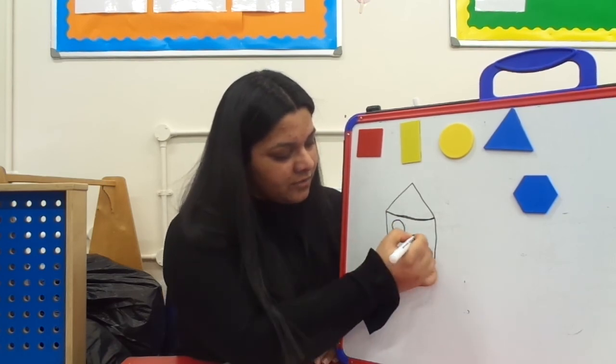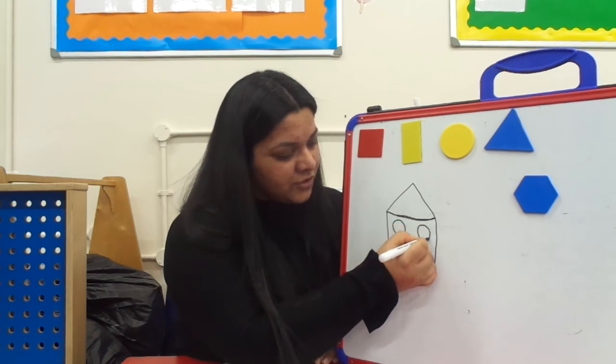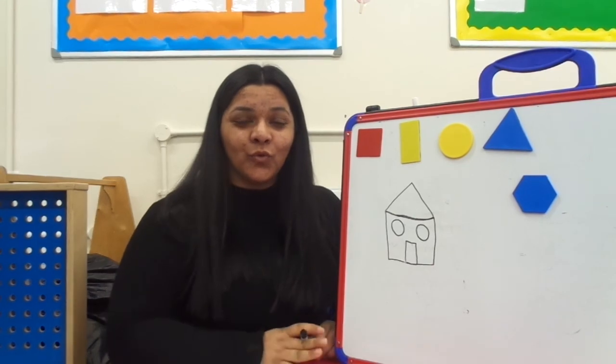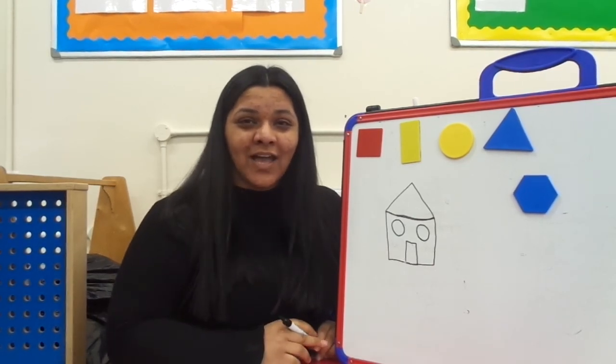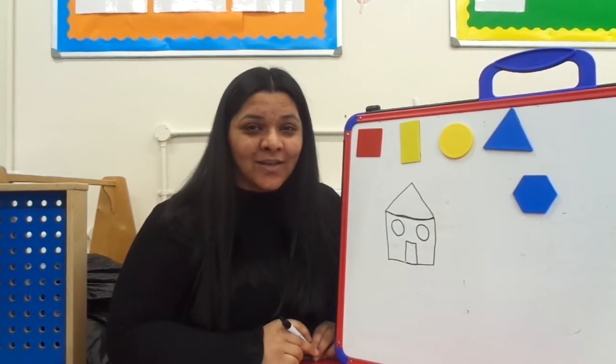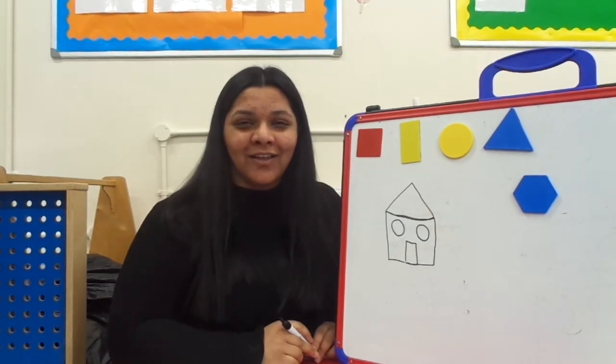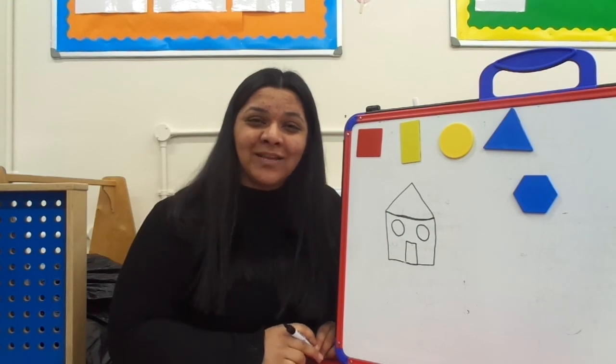1 circle, 2 circles. There's my house. You can draw lots of different shapes to make a rocket or a flower or a bear, anything you like. I wonder if you want to show me what you've made and ask a grown-up to send me them.